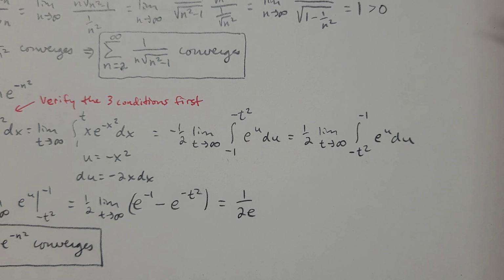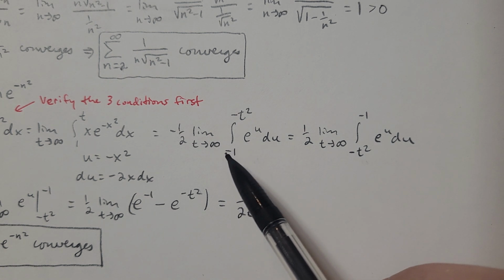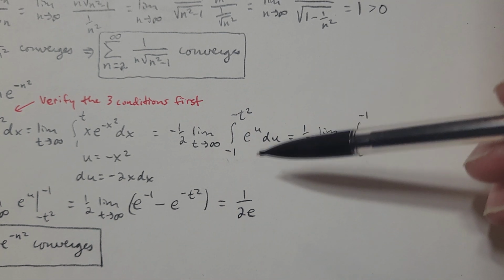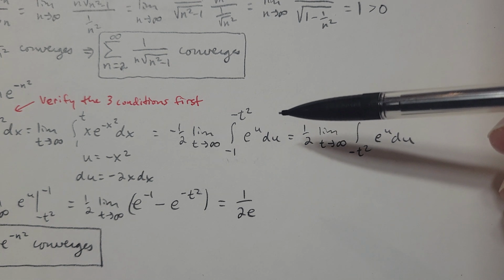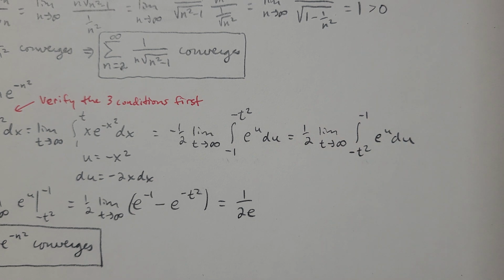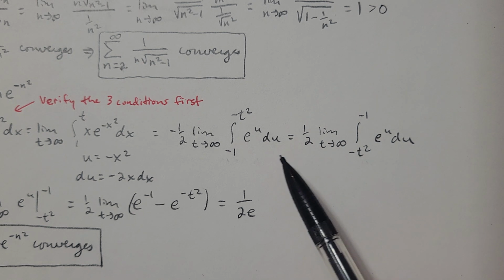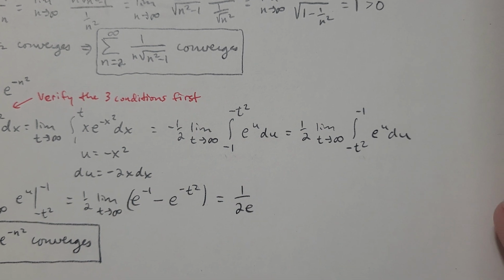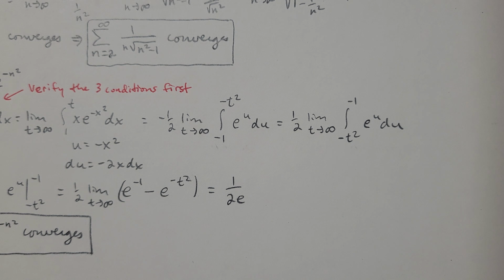Okay? Now, let's see. The bounds don't make any sense here because I'm approaching infinity. So I'm going from negative 1 to negative infinity. No. The upper bound always has to be the bigger number. Okay? So I want to switch the bounds. And by switching the bounds, I got to throw a negative in front. So I'm going to have 1/2 times the limit as t approaches infinity of the integral going from negative t squared to negative 1 of e to the u du.